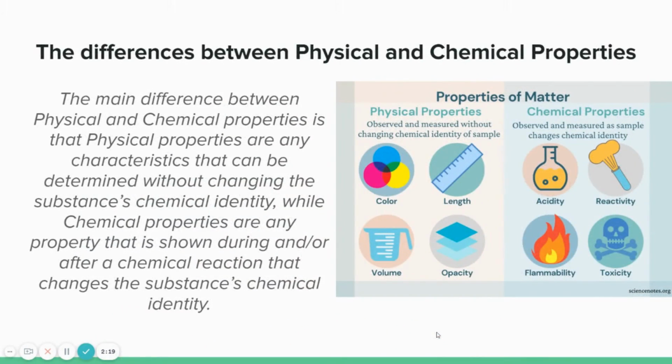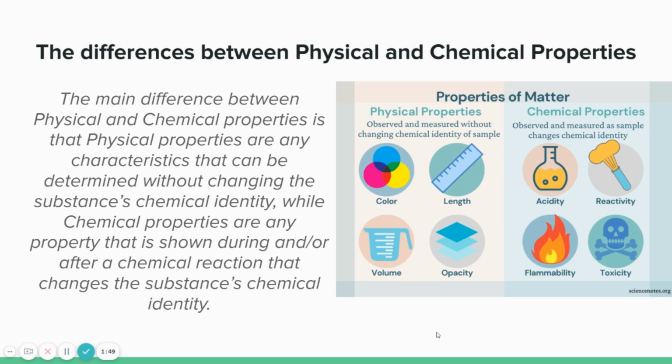Now we're on to what are the main differences between physical and chemical properties. Main difference between physical and chemical properties is that physical properties are any characteristics that can be determined without changing the substance's chemical identity, while chemical properties are any property that is shown during and or after a chemical reaction that changes the substance's chemical identity.